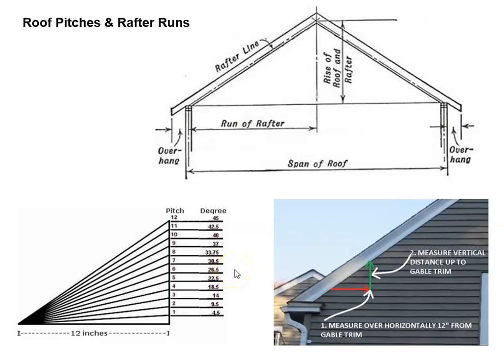Typically the run is 12 inches. So a roof pitch is typically described as 12-12, 11-12, 10-12, and that's because the horizontal run is always referred to as 12 inches. So if we run over 12 inches here, and then the rise tells us how far we rise. If it's 12-12, we end up with a 45-degree roof. If it's 6-12, we end up with a 26.5 degree roof, and so on.